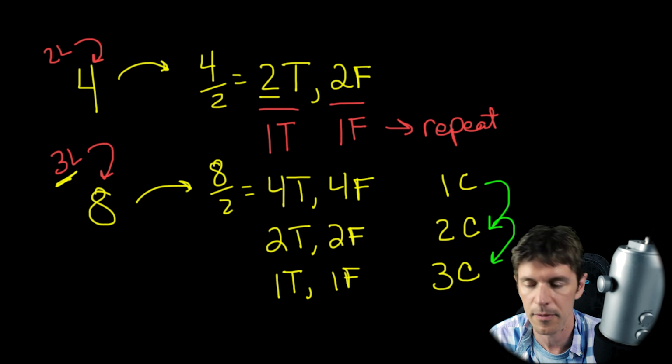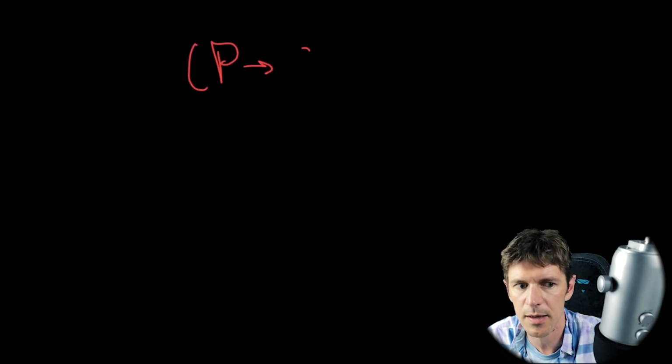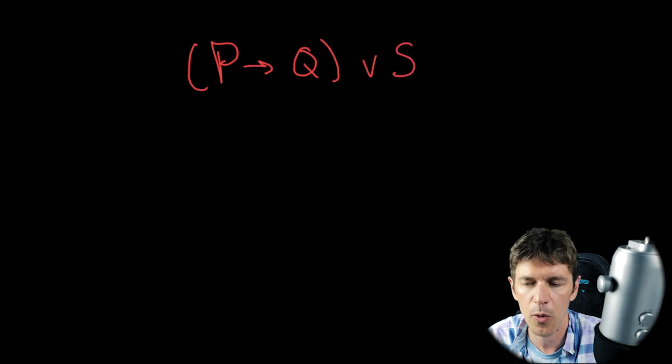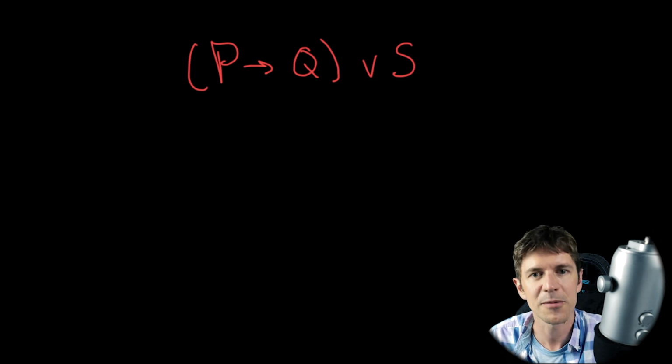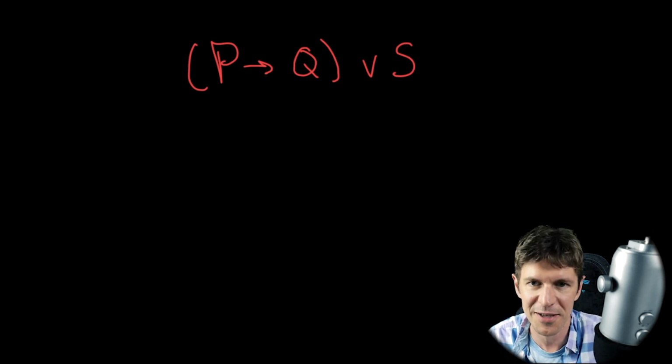As an exercise for you, try to set up the truth table for the following formula. This is P, right arrow, Q, or S. Pause the video, take a moment, and try it for yourself.